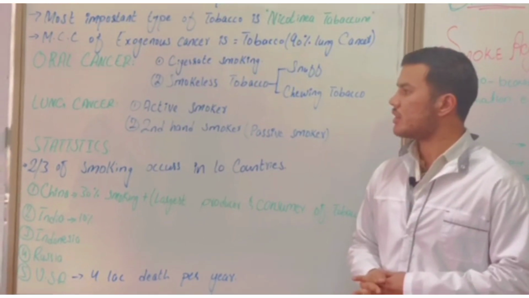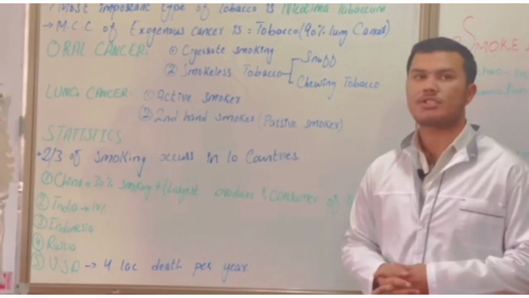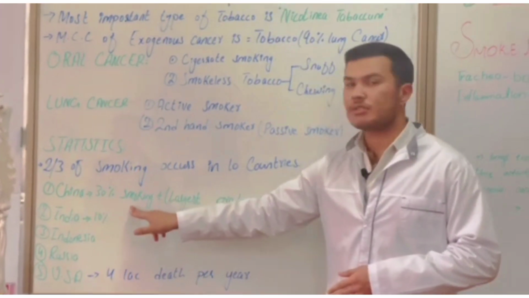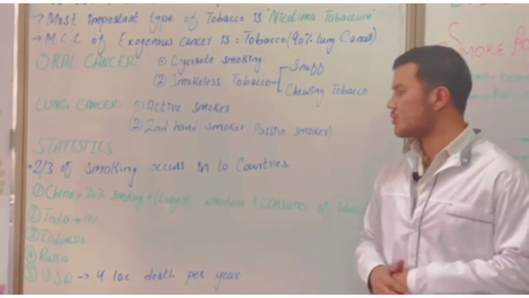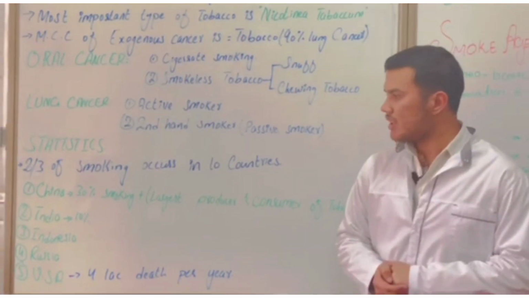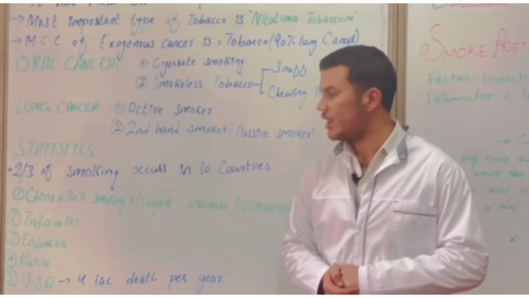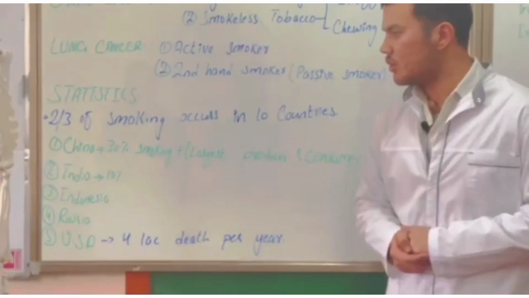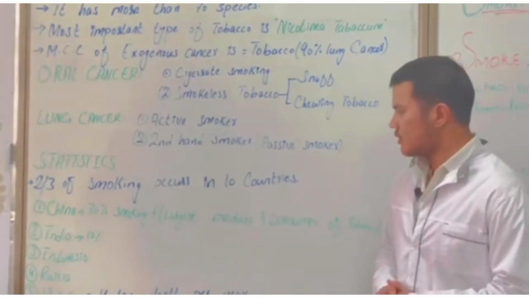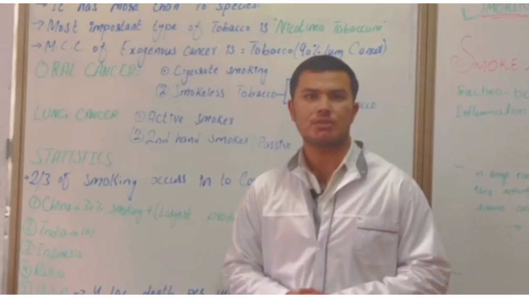And the next one, if we talk about the statistics of tobacco, two-thirds of smoking occurs in 10 countries in the world. The very first country is China. In China, basically 30% of smoking occurs, and China is also considered the largest producer and consumer of tobacco. The second one is India, where 10% of tobacco is produced. The third one is Indonesia, the fourth is Russia, and the fifth is the United States of America. In the United States, 4 lakh people die per year due to smoking tobacco.